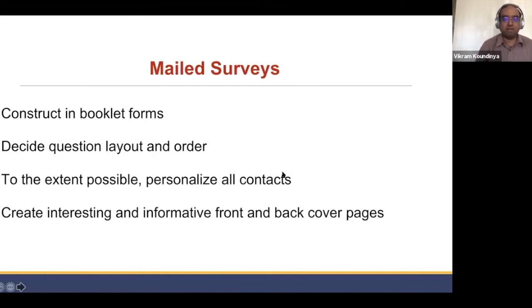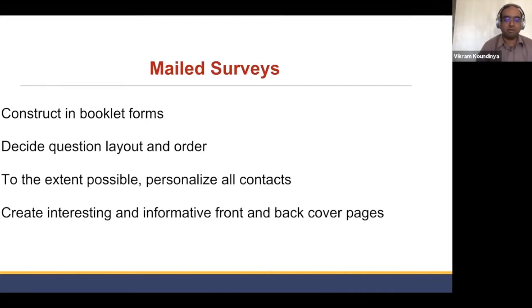And for mail surveys, if you can't restrict your survey to one page, which is a recommended practice, keep the survey as short as possible. Consider having it in a booklet form so that it appears less busy and has more white space. Decide on the question layout and order. As we discussed in online surveys, the layout and order are really important. For example, if demographics are not the most essential part of your survey, then you can have them toward the end of the survey.